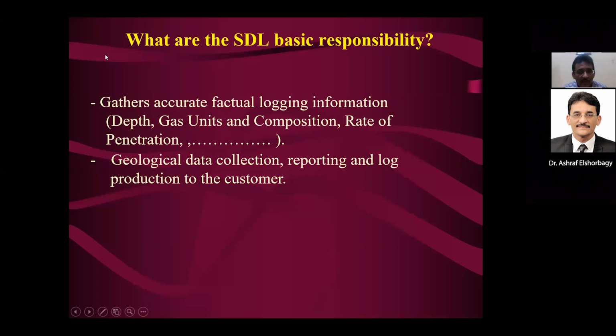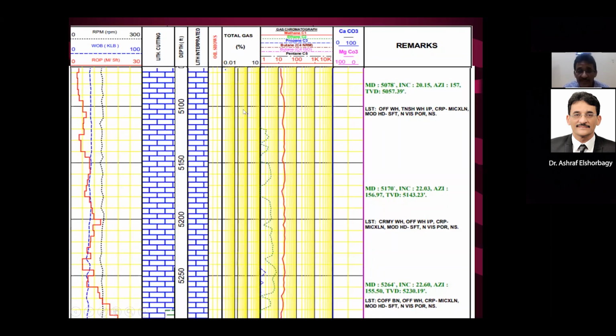In this log, we have drilling parameters. We have the gases as a percent, total gases, say 5%. And here we have the components of the gases. And it's also according to the customer. If the customer asks about the percent of the limestone and the percent of the dolomite, the mud logger can plot it. And this is one of the responsibilities, to prepare the mud log for the customer.